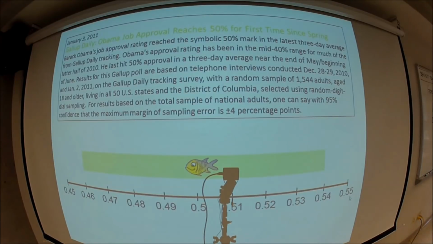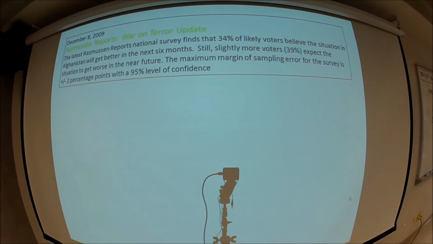Okay, I'm going to use one more. This one is an older one, and I'd like to can it eventually, but it drives the fish point home. War on Terror update. 34% of likely voters believe the situation in Afghanistan will get better. 39% expect it to get worse. Now, 34 is obviously less than 39. Do we believe that it's significantly less? And when I say significantly less, does it hold up to margin of error analysis? Look at the margin of error.